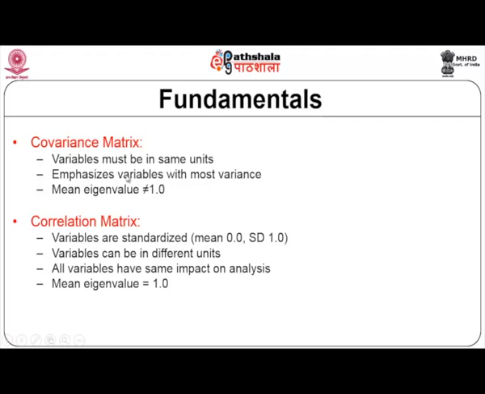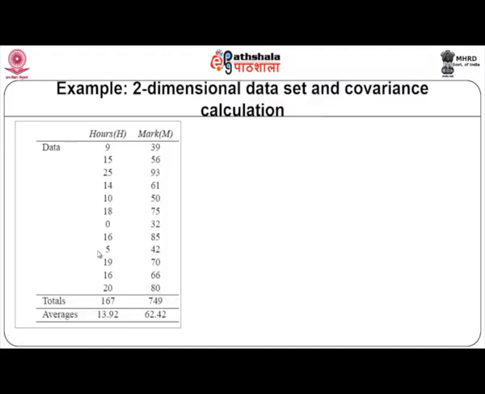In other words, the variables are standardized, that is, they will be in the range of 0 to 1. Now, the variables over here can have different units, which is not the same as the covariance matrix, and all variables have the same impact on the analysis. In other words, every variable is given an equal chance for analysis. The mean eigenvalue in a covariance matrix is not equal to 1, but the mean eigenvalue in a correlation matrix is equal to 1 since the variables are normalized. So, you can make use of either a covariance matrix or a correlation matrix for computing the eigenvalues and hence the principal components.